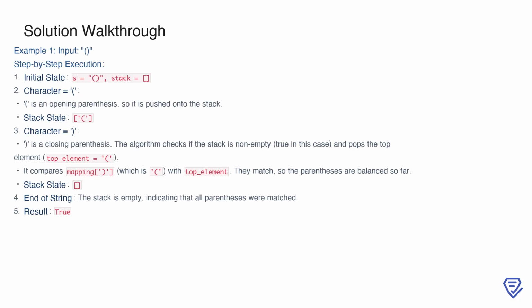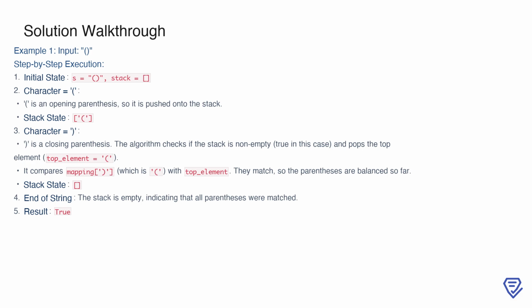In this example, we are given the input string. Let's follow the steps to determine if the parentheses are valid. Initially, the string is assigned to s, and the stack is empty. The first character is an opening parenthesis. Since it's an opening bracket, we push it onto the stack, which now contains one element.